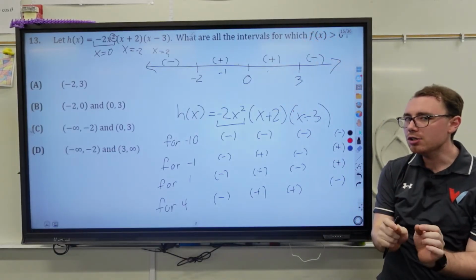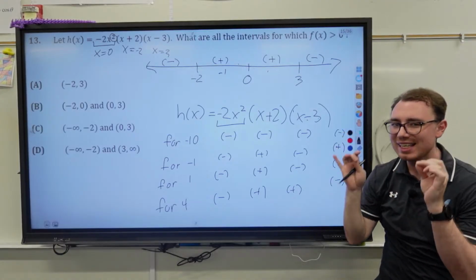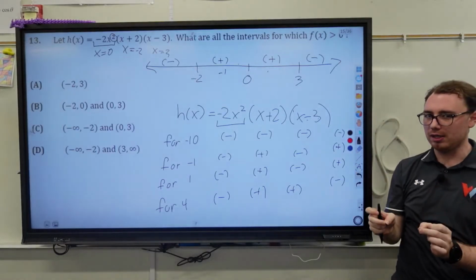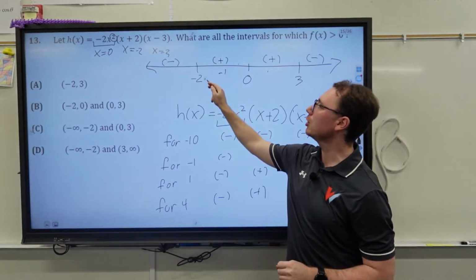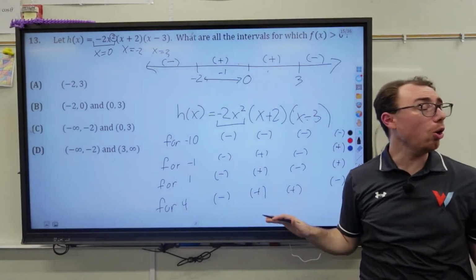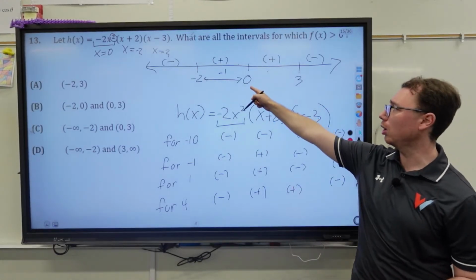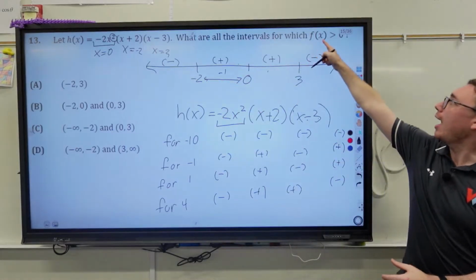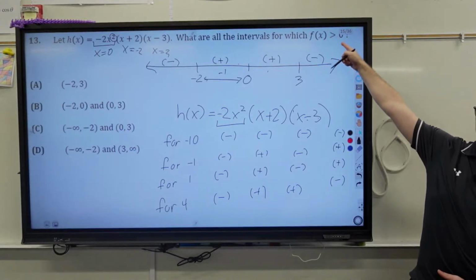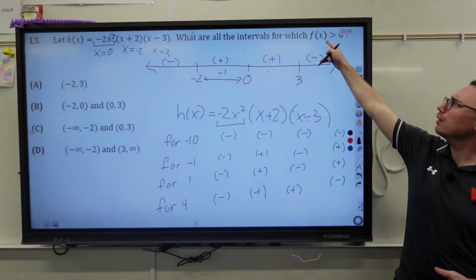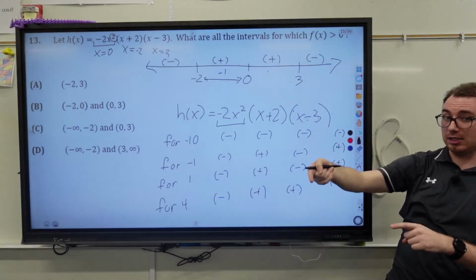So for the interval where h of x is greater than 0, where f of x is greater than 0, it's going to be in between -2 and 0, but we don't include 0, -2, because at those points, f of x equals 0. We don't want to find when it's equal to or greater than. We just want to find when f of x is greater than 0.